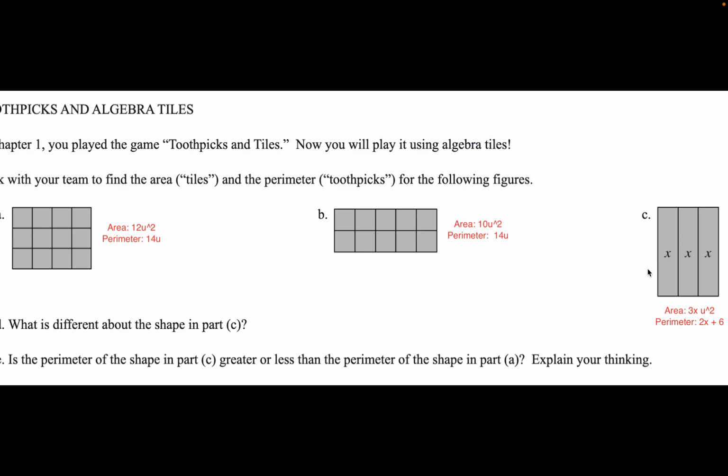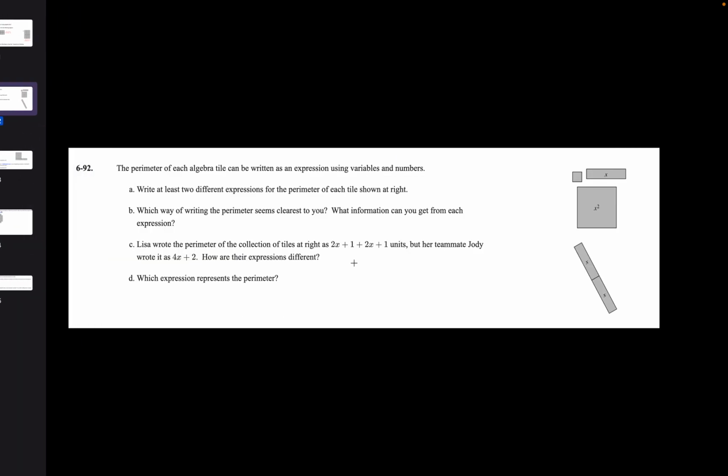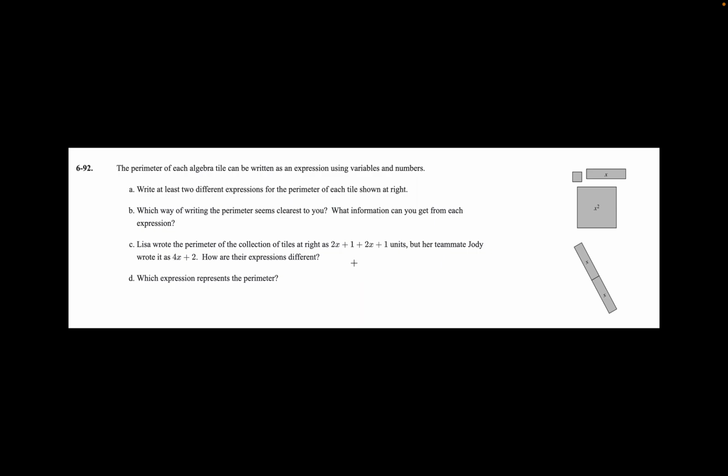So then you'd have 3 by 5 or 3 by 6. And then you'd have a shape that is bigger. So you really can't tell unless you know what the value of x is. Next one. The perimeter of each algebra tile can be written as an expression using variables and numbers.